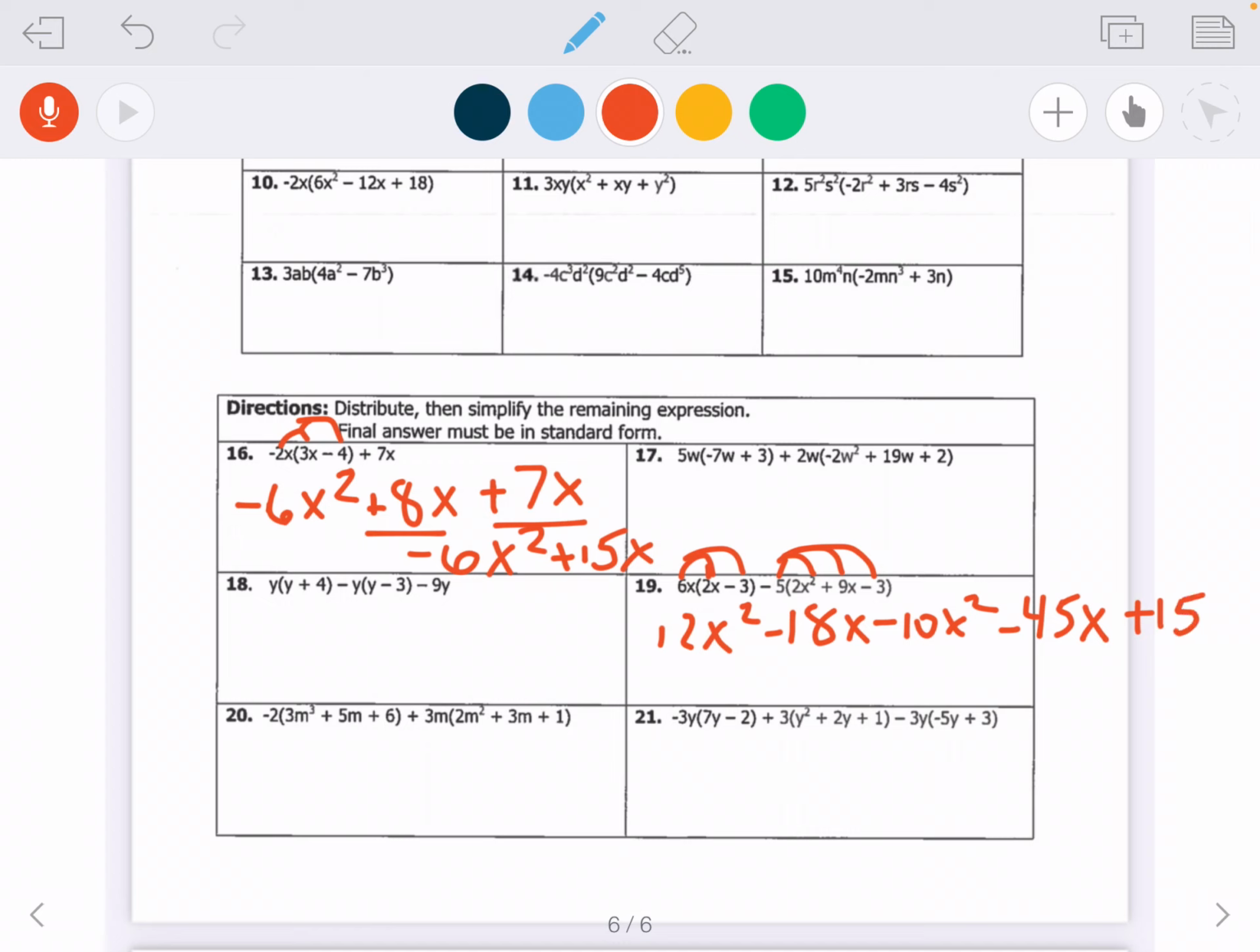Now I can go back in and I can combine those like terms. So I have some x squareds. So I have 2x squared minus 63x and then plus 15.